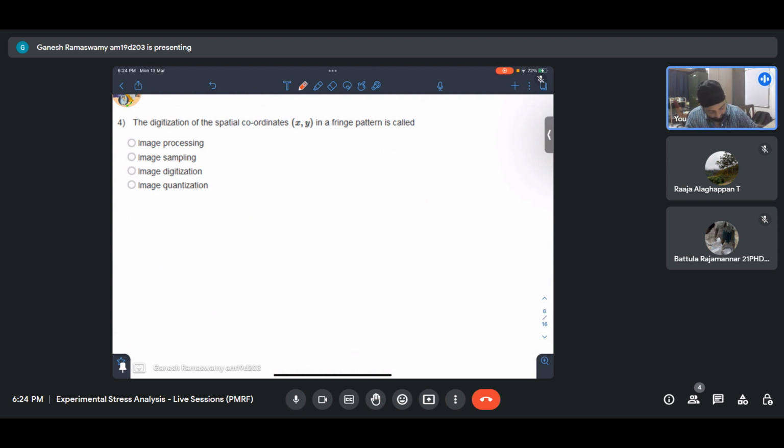Essentially, this is the type of sensor that we have in our CCD or CMOS cameras. Each of them will be divided into one pixel. So these are nothing but pixels.